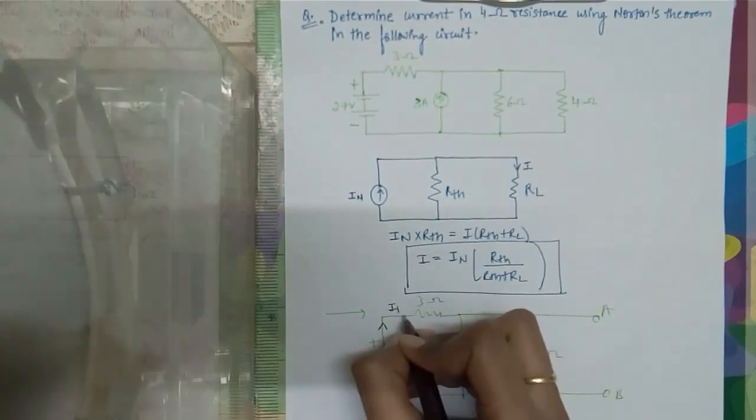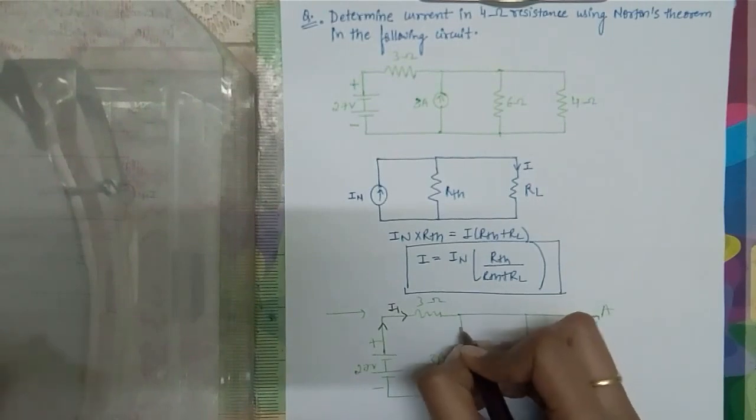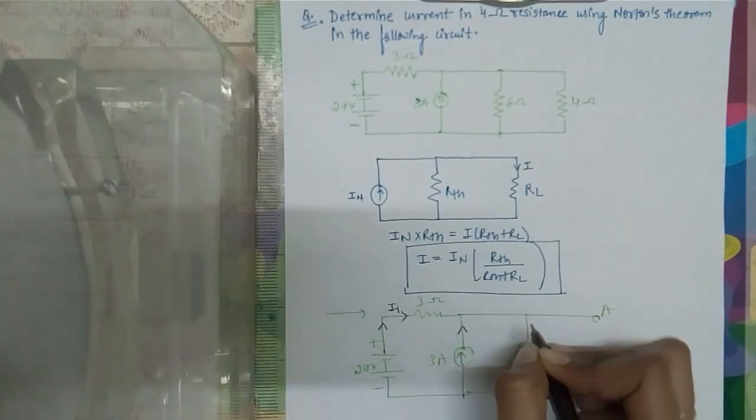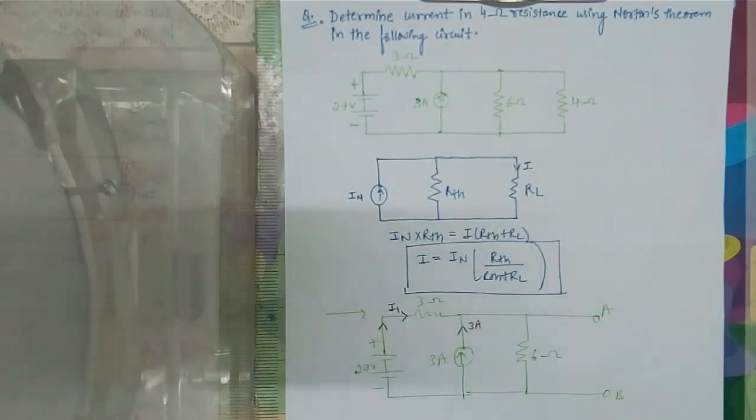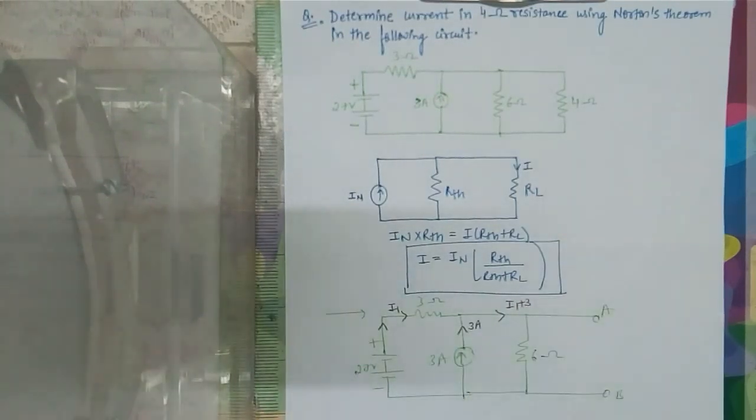After which we can see that a 3 ampere current is flowing over here, which will finally add up over here as I1 plus 3. Then we can see that here it's an open circuit. So like I had mentioned in the Thevenin's theorem concept as well, no current will flow over here. But as we are concerned with the current in this theorem specifically, so we are going to short it.